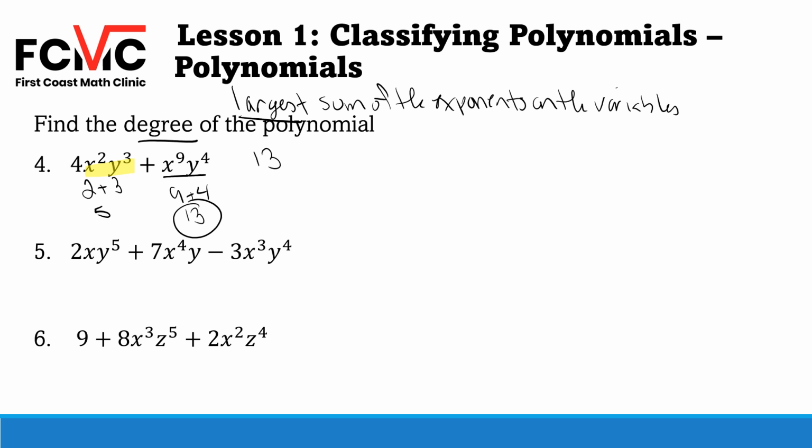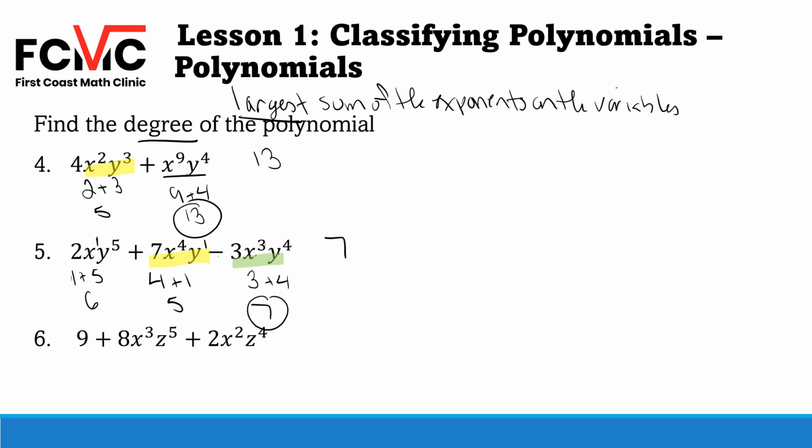Number 5, I've got 2x y to the 5th. My exponent on x here is 1, so this is going to be 1 plus 5, which is 6. For the second set of terms, this is 7x to the 4th, y to the 1st, so this is 4 plus 1, which is 5. For the third set of terms, here, this is 3x to the 3rd, y to the 4th, so this is going to be 3 plus 4, which is 7, so our highest sum is going to be 7, so our degree is going to be 7.